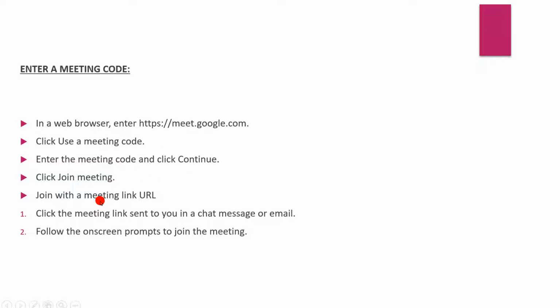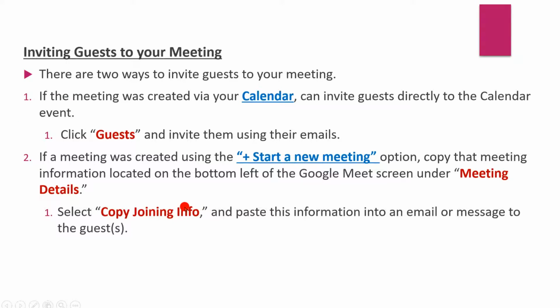Click join meeting. To join with a meeting link URL, click the meeting link sent to you in the chat message or email. Then follow the on-screen prompts to join the meeting.